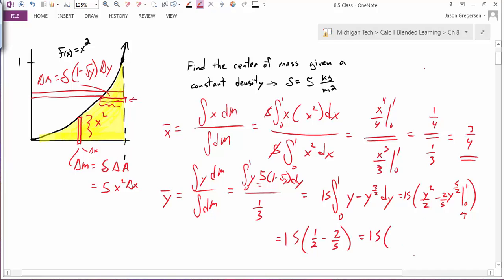And then I want to put them over a common denominator. Looks like I will have 5 minus 4 all over 10. So it's like 1/10. Uh-oh. This would give me 15/10. I'm not happy with that answer. I must have messed something up along the way. Let me see where my mistake might be.